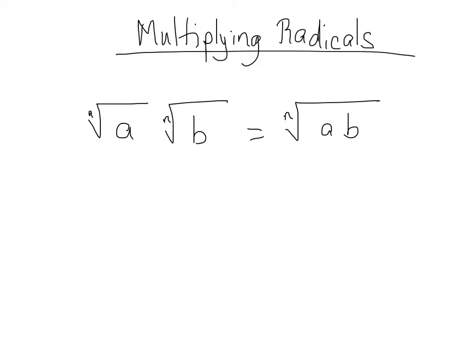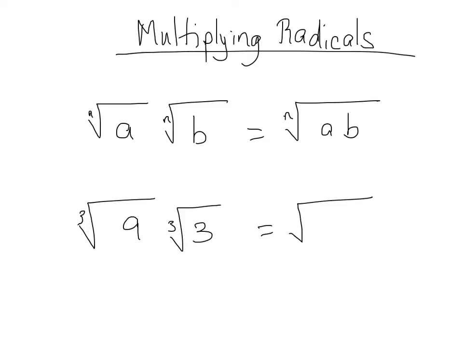So just to make sure you get it, let's say we have the cube root of 9 times the cube root of 3, and we're multiplying them. That is just the cube root of 27. So actually, we could simplify that further. You should know about cube roots. The number that multiplies by itself 3 times to get 27 is 3. So we were able to simplify that.